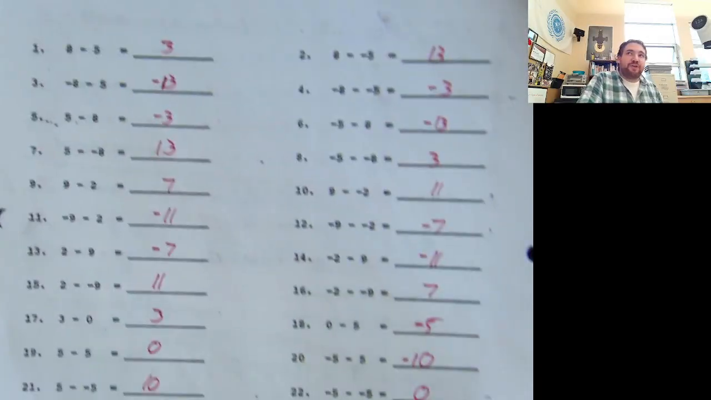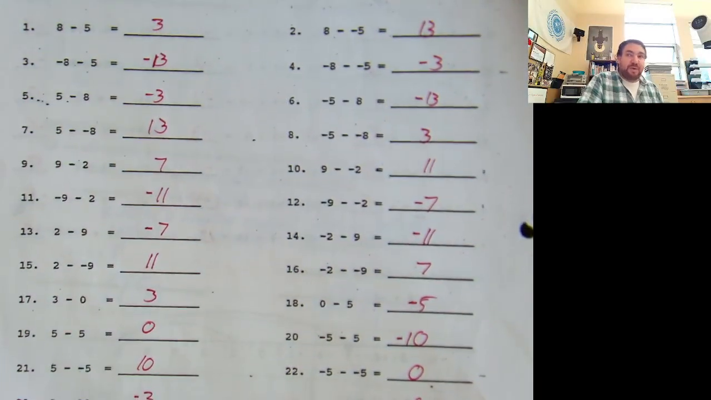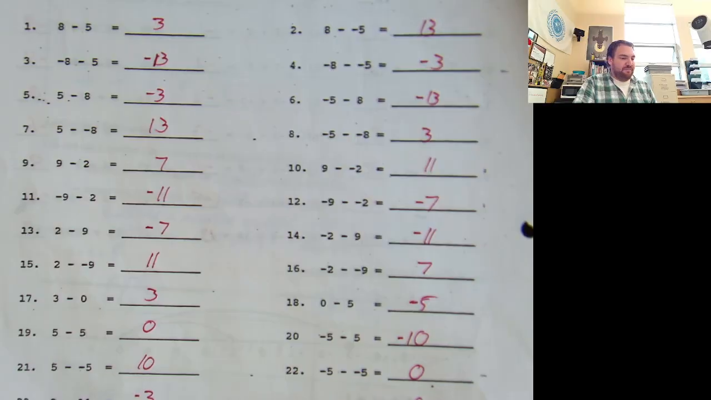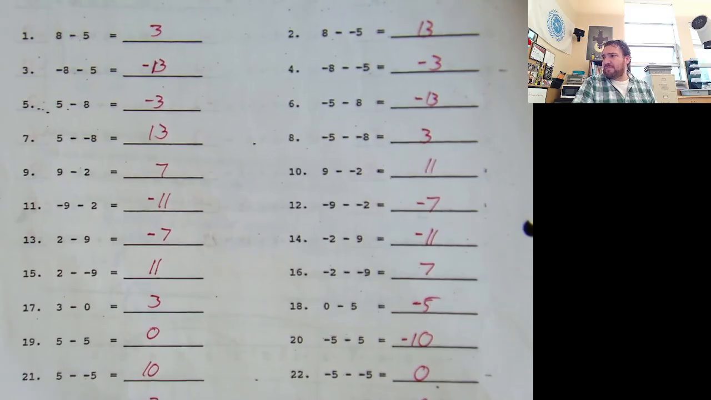Here are the first, what is that down to? 22 questions that were there. On the next page. Yes, 1 through 22. Compare what you got with what I got. Yes, sir.